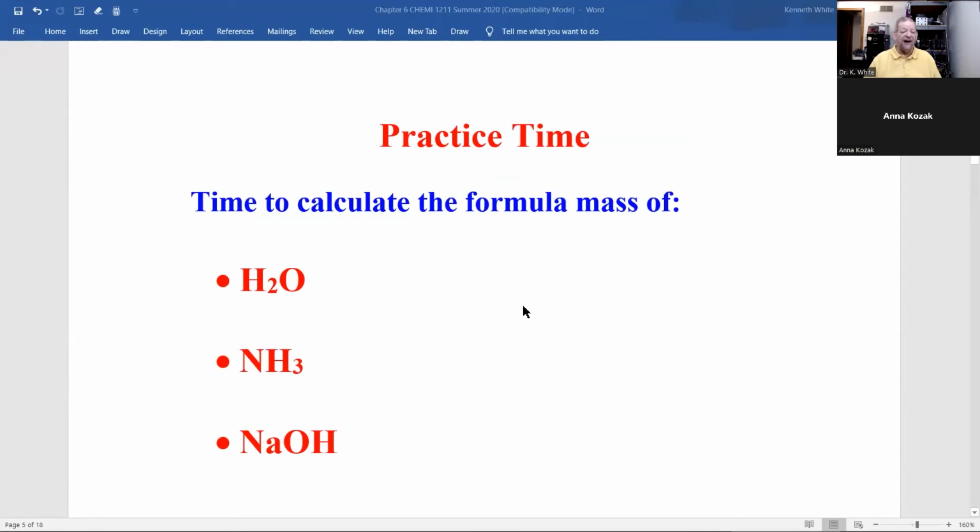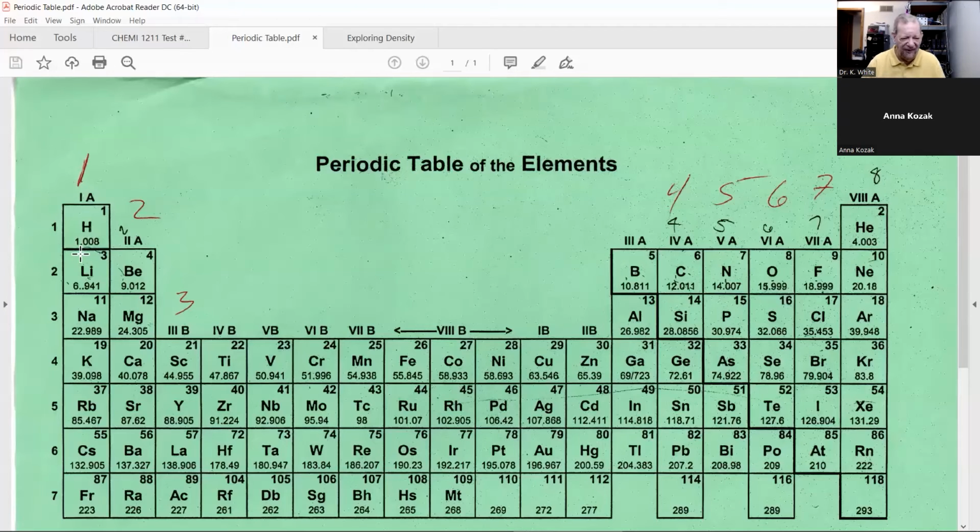Now, we just did our practice time for formula mass, or that's what your book calls it, but most chemists call it molecular weight. And remember, the molecular weight is the sum of all atomic weights. And for my class, the atomic weight is the number underneath the element in the periodic table.